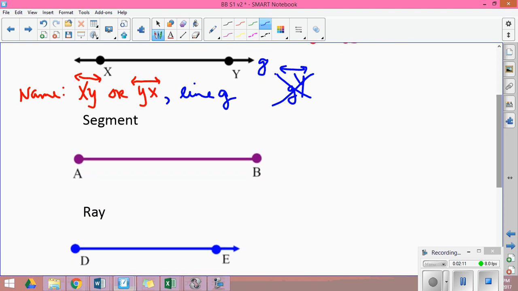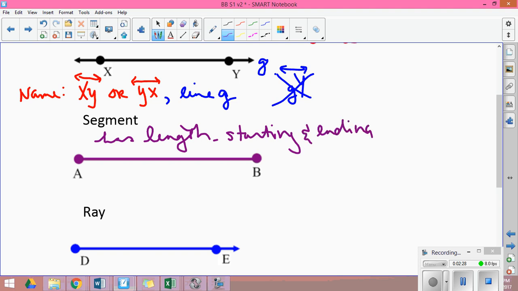A segment has length. Okay, it has starting and ending points. So whereas a line continued infinitely, a segment has a finite length. So when we go to name that, we name with the endpoints. So this is AB with a little segment above it, or BA. Again, the order doesn't matter. We just must name it with the endpoints.